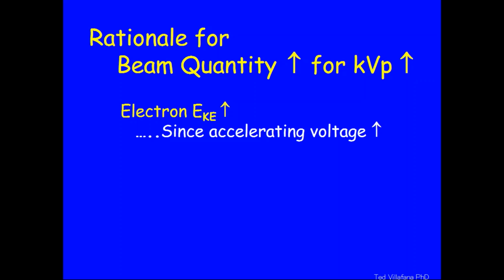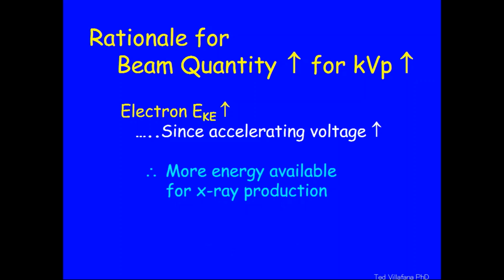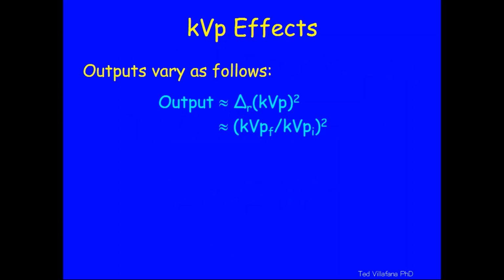Okay, but let's now look at the rationale for the beam quantity and come up with a very important conclusion. We've already said that the accelerating voltage is responsible for the kinetic energy of the electrons, and you have more energy available for X-ray production. But now, an important observation. This has been on pretty much every board exam in the last few years. How does the output vary with voltage? When we talked about MASs and MAs and times, it was directly proportional, but not so with voltage. It's a quadratic function. It goes as the square of kVp, as the change in kVp squared.